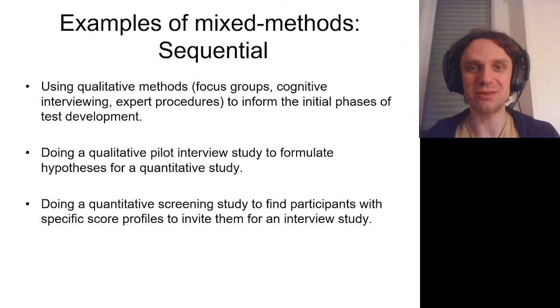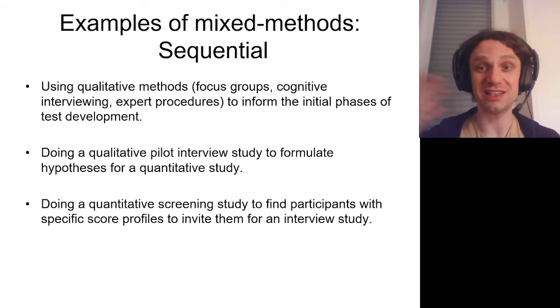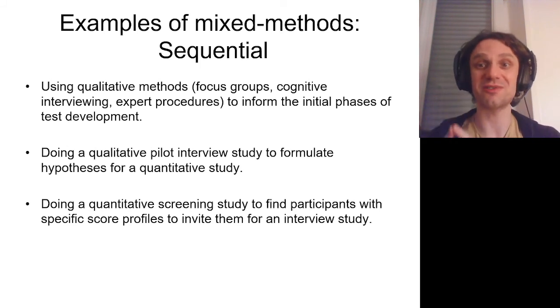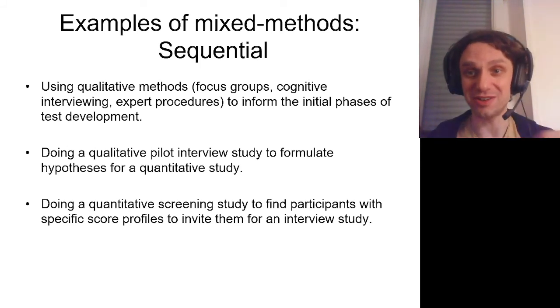Sequential mixed method studies are a situation when we use qualitative methods, for example, to inform our test development procedures, or maybe we do a qualitative interview study in order to formulate some specific hypothesis that we later may want to test in a quantitative study. Or we might do a quantitative study to screen out some participants or to identify participants with particular score profiles that we want to interview because we are interested in particular personality characteristics. So this would be essentially examples of a sequential strategy.